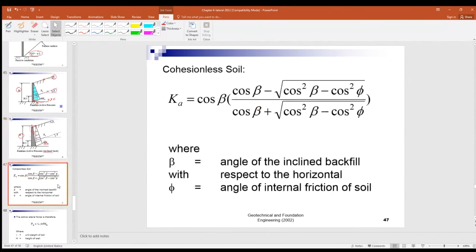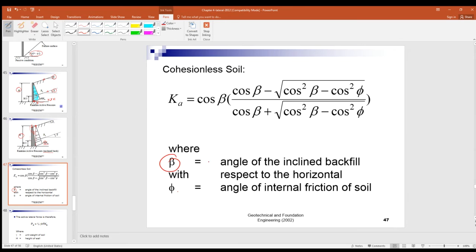What about the pressure formula? Well, it looks very complicated. Now you don't need to memorize this formula. It will be given as a formula in the appendix. Whenever you are coming across an examination or test, you will be given this formula. And beta is the slope angle of the sloping surface at the back of the retaining wall. And phi again is the angle of internal friction.